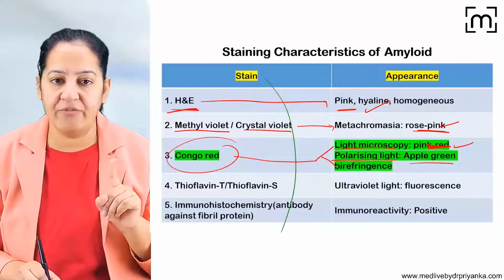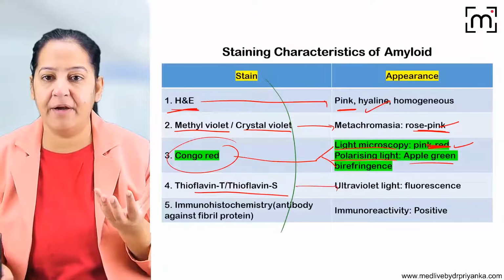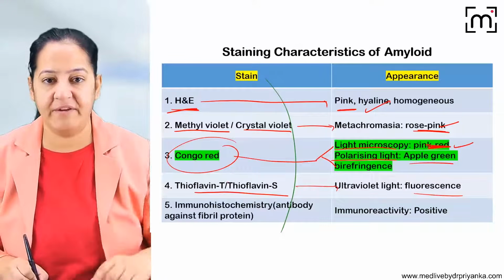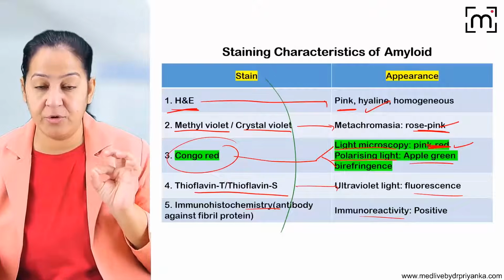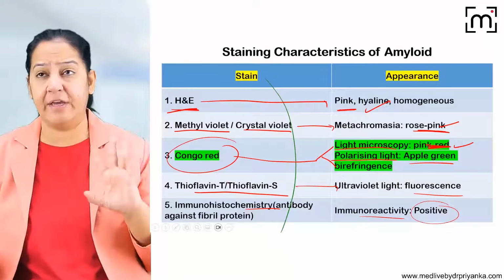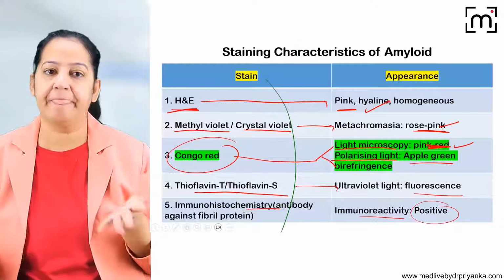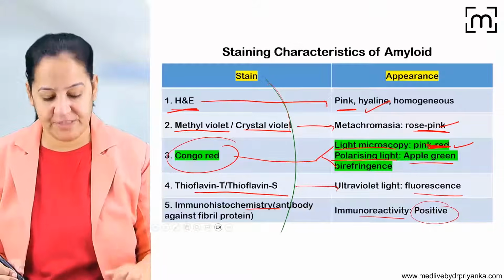If you are using thioflavin T or S, I mean fluorescent stain, the amyloid looks fluorescent. And if we are using immunohistochemistry, we will be able to detect the specific type of amyloid. So is it AL, is it AA? We can use the specific antibodies to highlight that. So learn the names of these 5 stains, I mean learn this table.